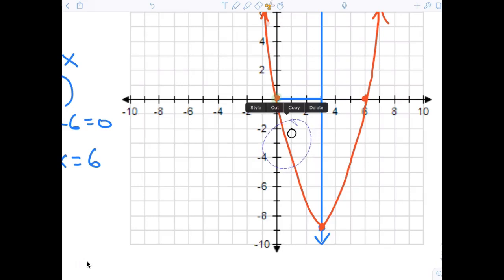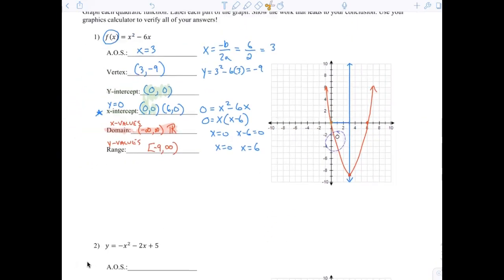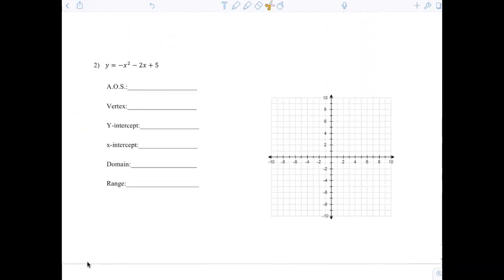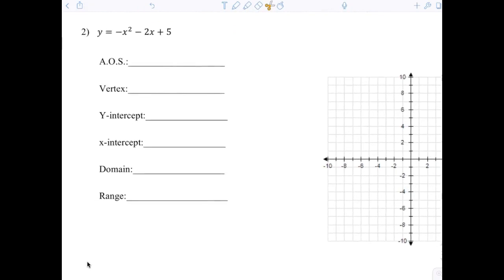All right, let's jump down to number 2 and see how we're doing. Question number 2. Now, axis of symmetry. Let's find that real quick. Again, write x equals. What would it be? 2 over -2.